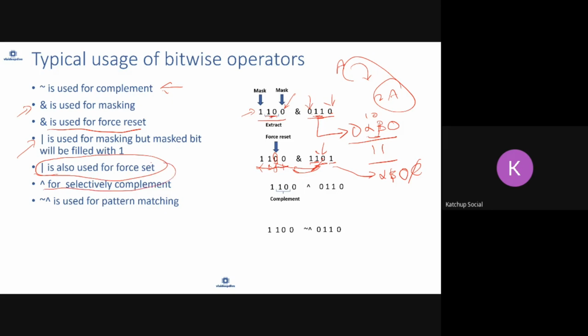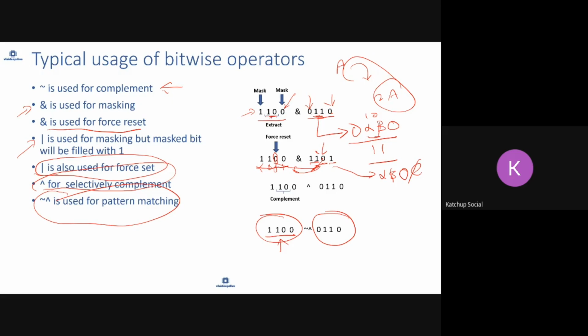XOR is used for selectively complementing. XNOR is used for pattern matching. How do you match a pattern using that? Suppose you want to check whether these two values are the same or not. If these two values are the same, your XOR will become 0. If they are not the same, it will become a different value. So XNOR is used for pattern matching.